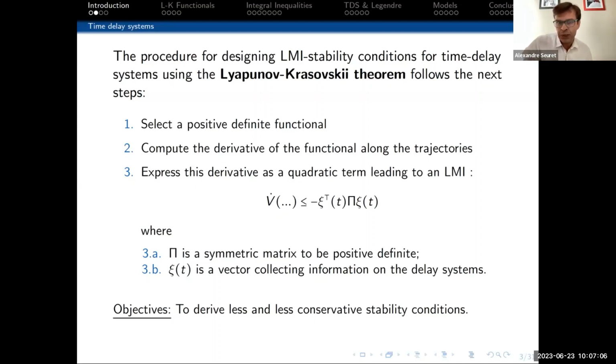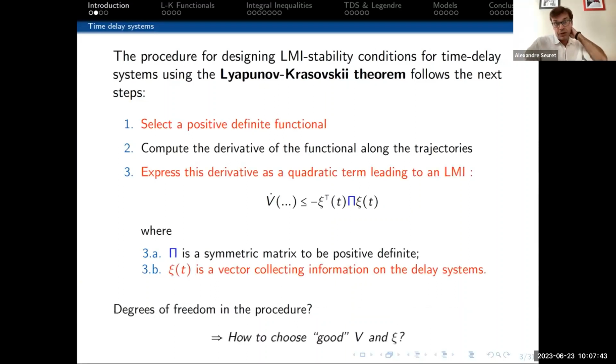As I said before, time delay systems are infinite dimensional systems, which means that when you do this operation, you have to somehow discretize the information about the delay state. So you cannot write here some functions with respect to some parameters. You have to find a way to discretize the information about the state. And so the objective of many papers has been to derive less and less conservative stability conditions for this class of systems following this process.